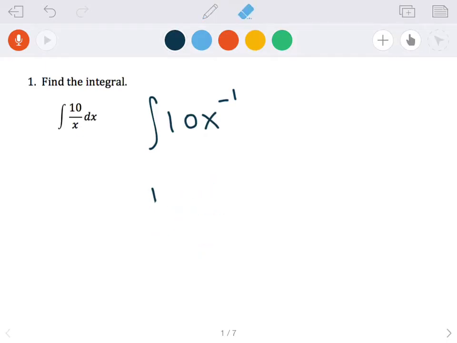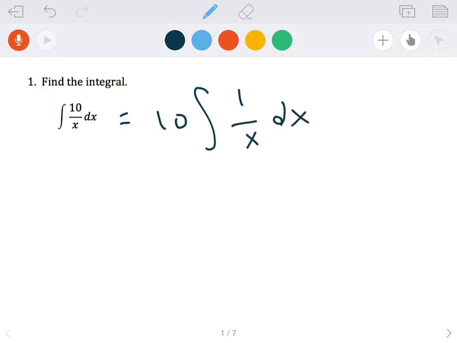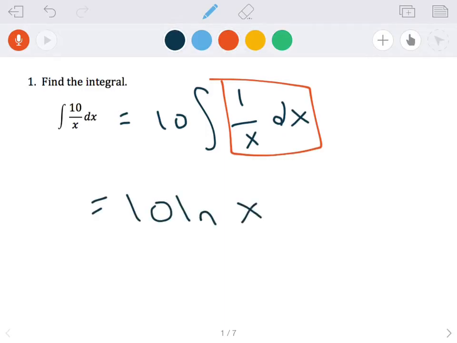But now we know that the integral of 1 over x is the natural log of x. So what I can do, I can just pull this 10 out front. It's the integral of 1 over x dx, and I know that this is the natural log. And so this is just equal to 10 natural log of x, but I can't take the natural log of a negative number, and so I fix that by adding absolute value bars, and plus c, as always.